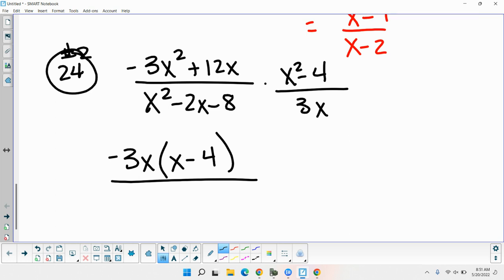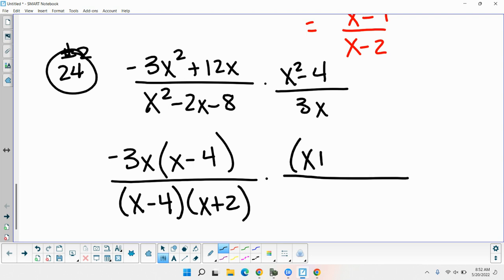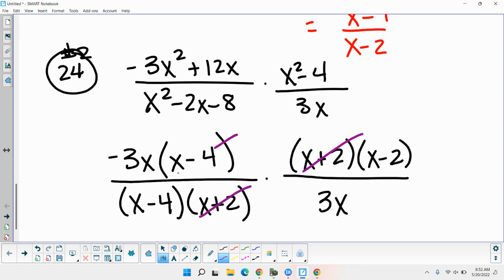Factors of negative 8 that add up to negative 2 are negative 4 and a positive 2, right? Difference of squares, x plus 2, x minus 2. And then I got a 3x. So, canceling x plus 2's, x minus 4's, 3x. Everything's gone in the bottom. So I don't have any denominator left.